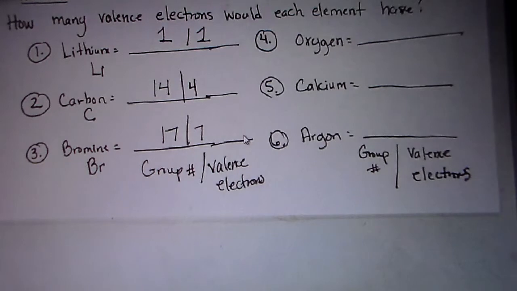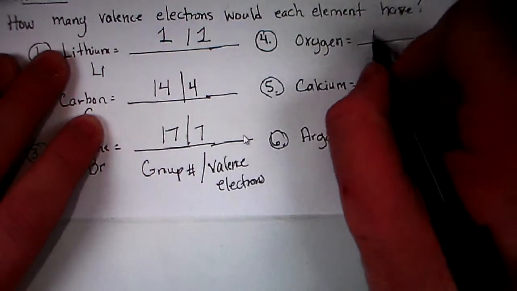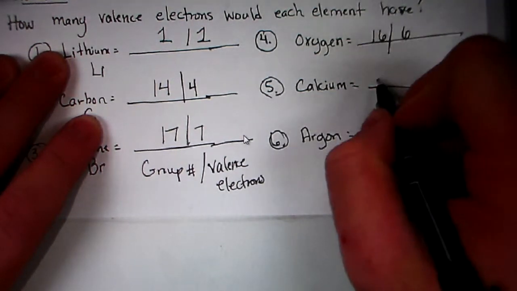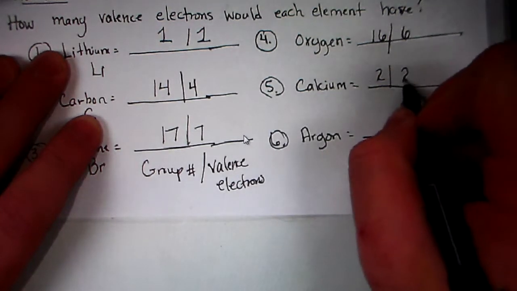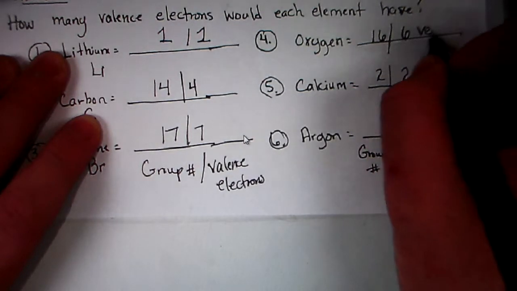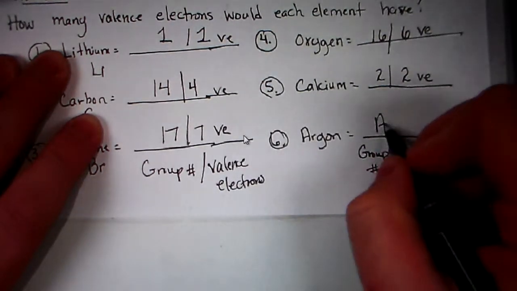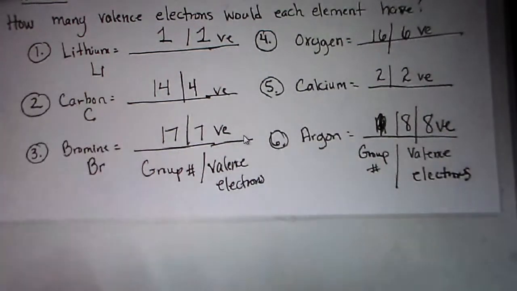Okay, now, find oxygen on the periodic table. Oxygen is in what group? Somebody? 16. Hopefully you said 16. So anything in 16 has 6 valence electrons. Calcium is in what group? Hopefully somebody said 2. So it has 2 valence electrons. And argon is in what group? It's in group 18, right? So it has 8. Remember, group 18 has 2 rules. They're noble, so they can have 8 valence electrons, or their outermost shell is full.